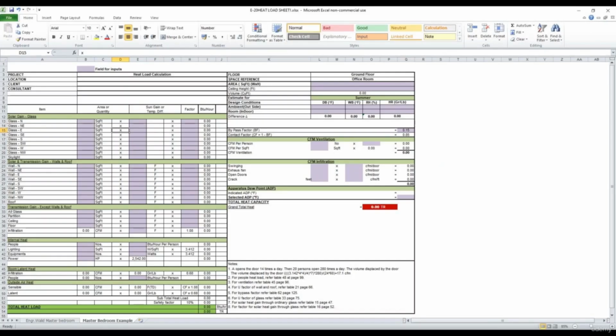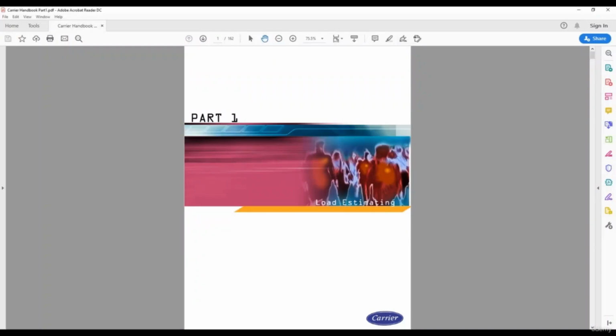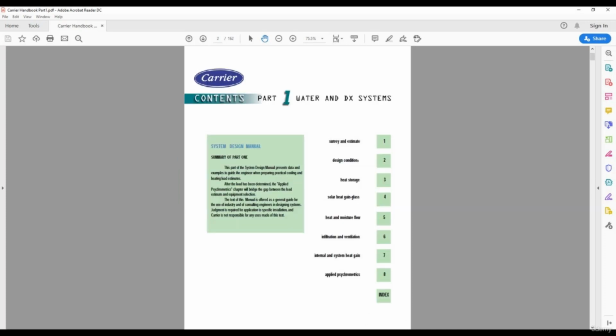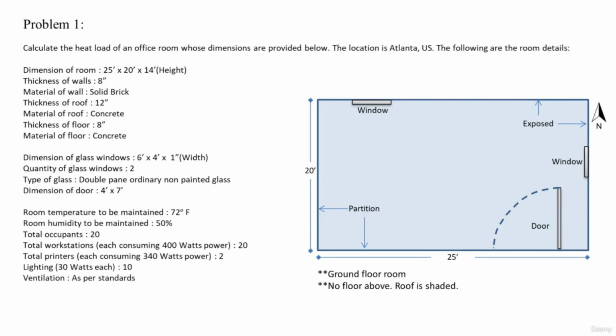The name E20 arises from a heat load calculation done through 20 steps. Hence the name E20 form. I have also attached a Carrier handbook with this lecture which will be guiding us through this calculation. For any future calculations using this E20 form, you can refer to that guidebook. So first, let's take a look at the problem for heat load calculation.